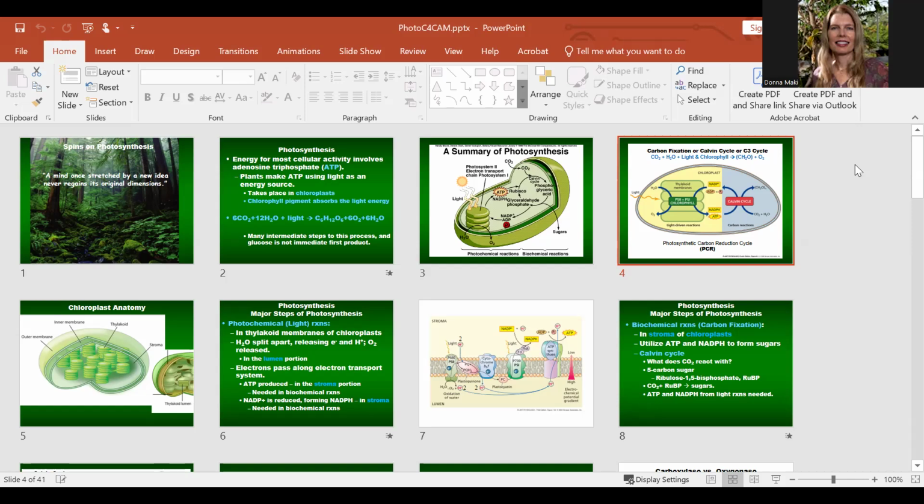What enzyme? What enzyme is sloppy and can't really tell the difference? Rubisco. All right. So the CAM and C4 are designed to really make sure that Rubisco sees carbon dioxide, very, very little or no oxygen.